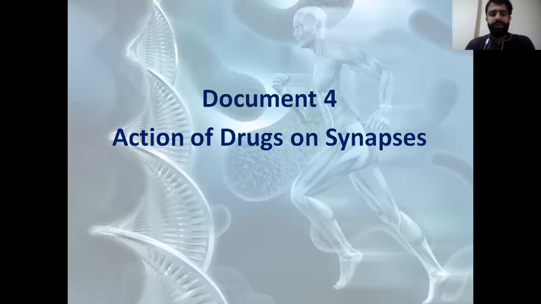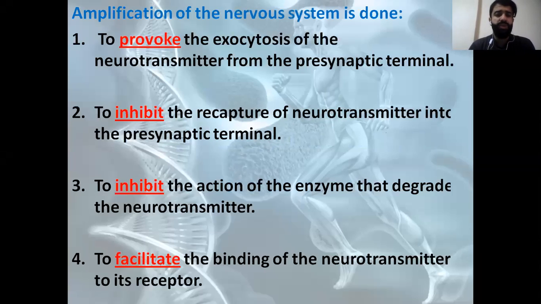In this session, we're going to continue with our chapter about the nervous system, chapter 12 about the neurotransmitters and the medical applications. And in this document 4, we're going to talk about the action of drugs on the synapses. Already in the last session, we talked about the amplification of the nervous system. It's done by 4 steps or 4 different phenomena.